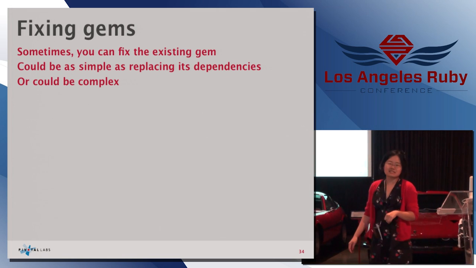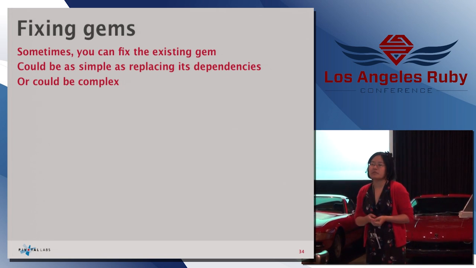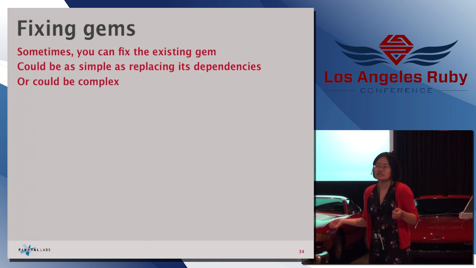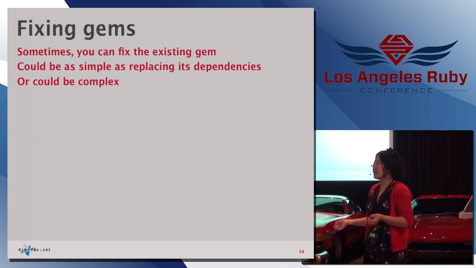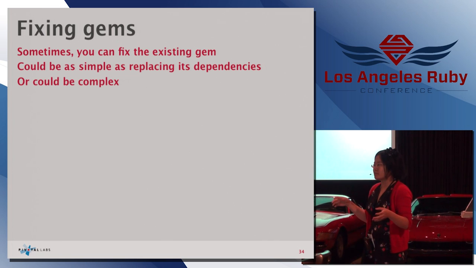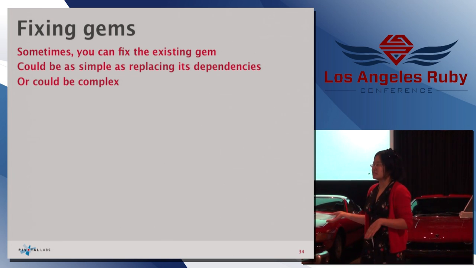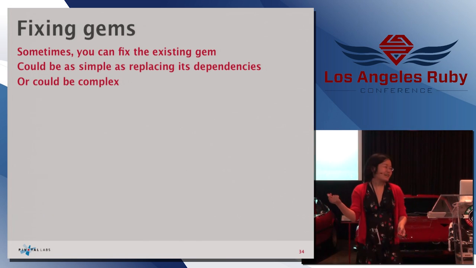Sometimes you can fix an existing gem. Some gems will claim that they're not JRuby compliant, but it could be as simple as changing out dependencies that they are using. For instance, a lot of gems say that their dependency is the canonical markdown processing gem, but there are really good alternatives to that. They're compatible with both JRuby and MRI. So it could be as simple as that.